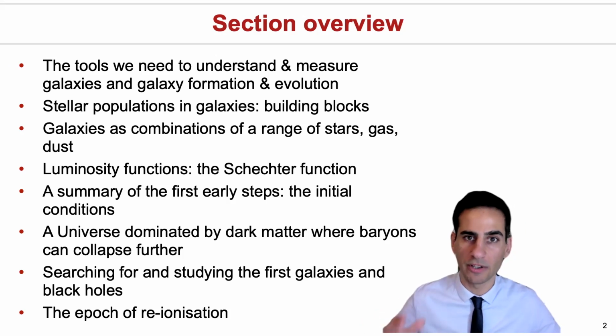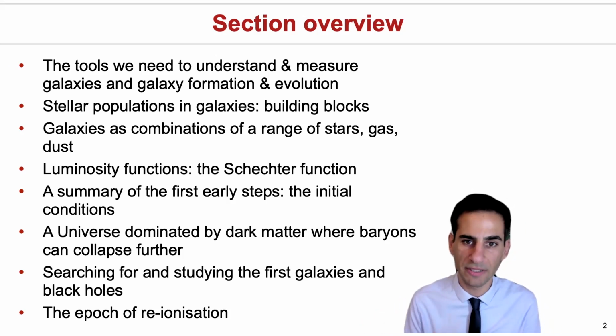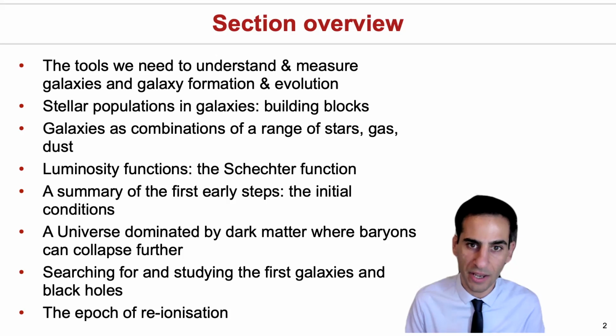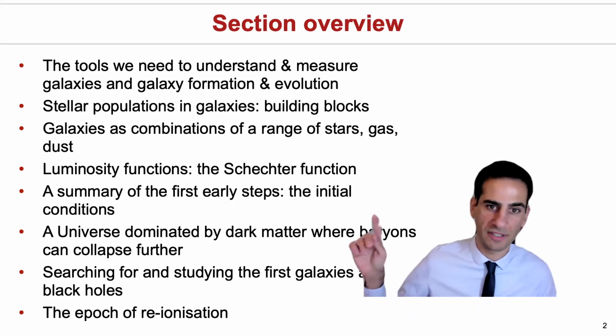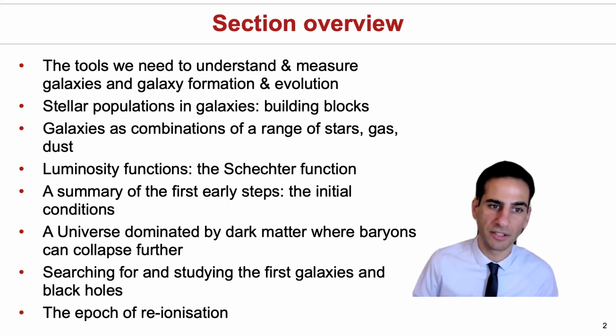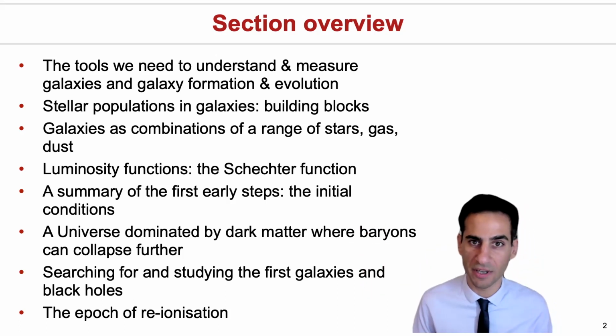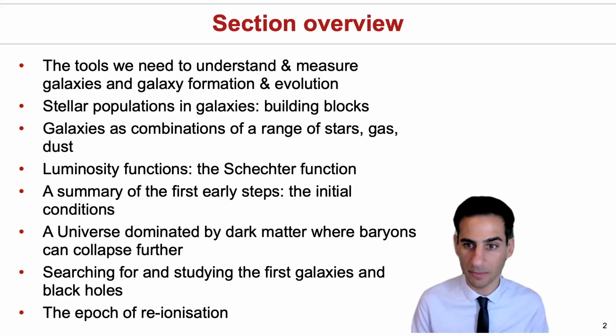And after that, we're going to have a look at the first billion years of evolution in the universe, focusing on galaxies. First of all, looking at a summary of the first early steps and the initial conditions. We'll see essentially that the universe is dominated by dark matter, but that dark matter is not enough to predict all the properties of galaxies by far.